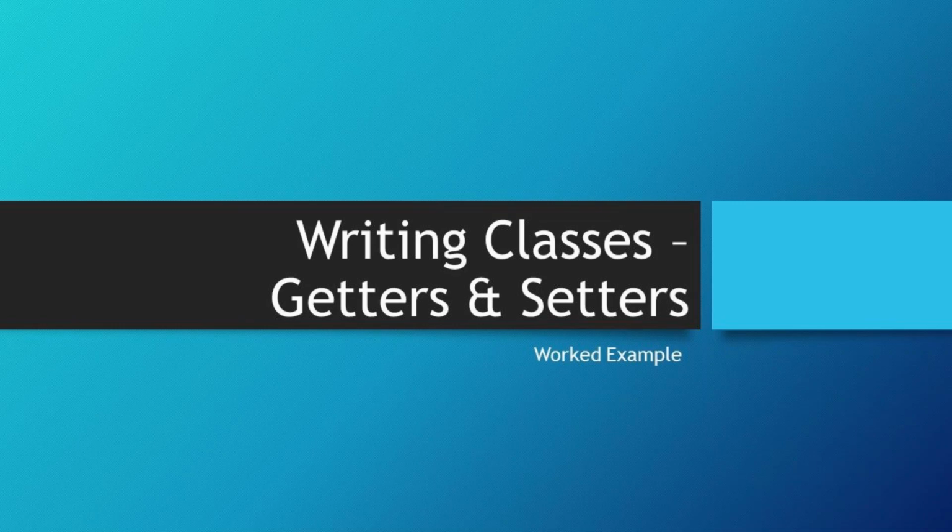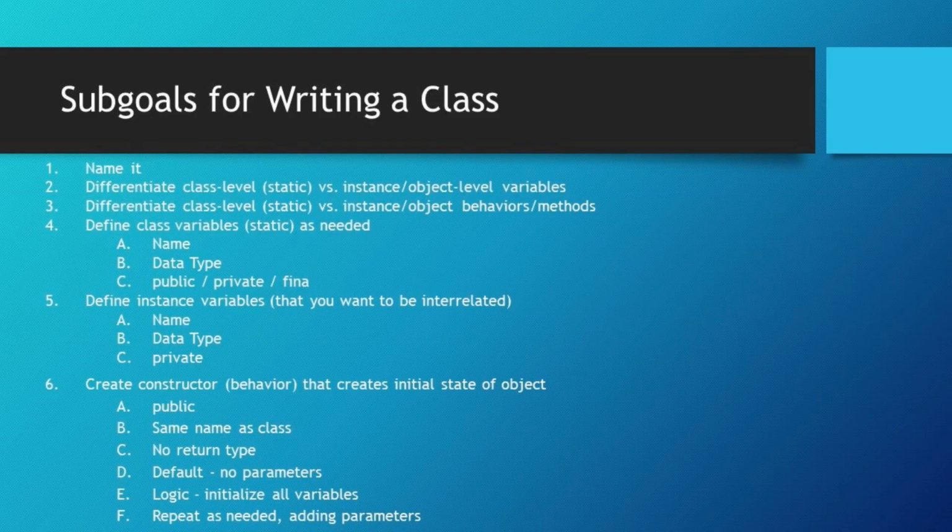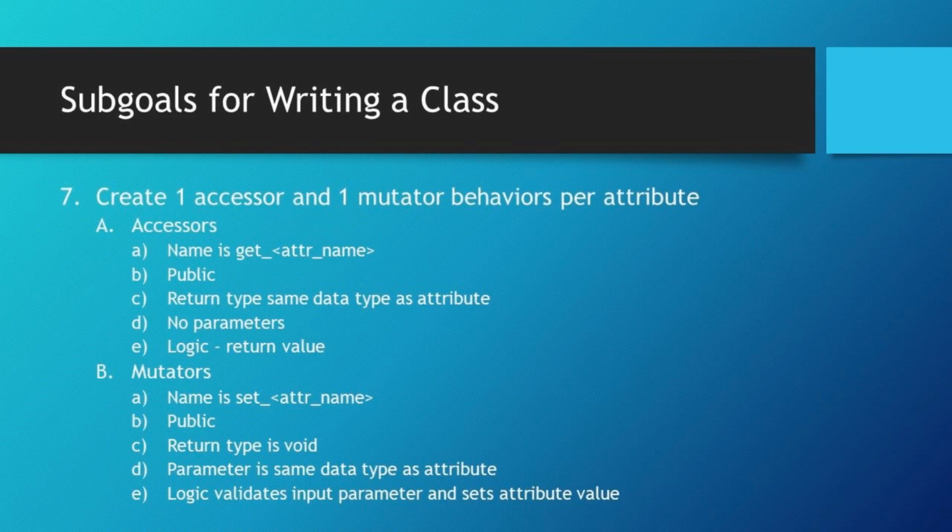In this video, we will continue writing classes by creating the accessors and mutators. So far, we have named the class, defined all of the class and instance level variables, and created our constructors. Now, we will create one accessor and one mutator behavior per attribute.